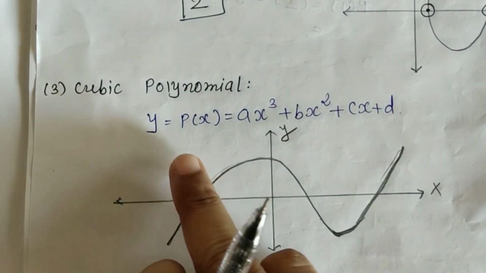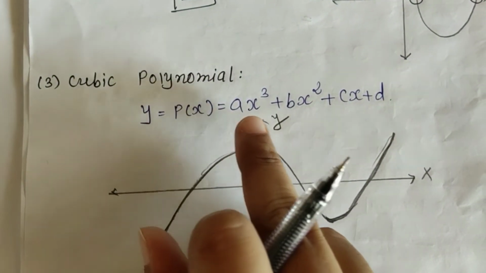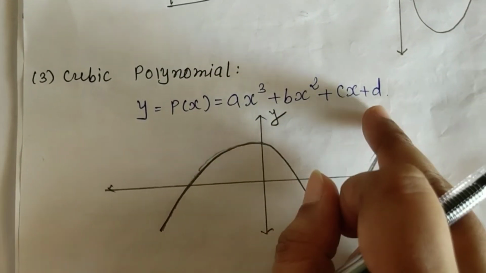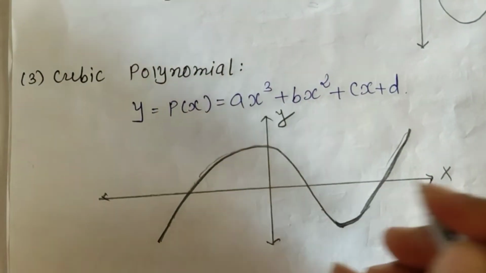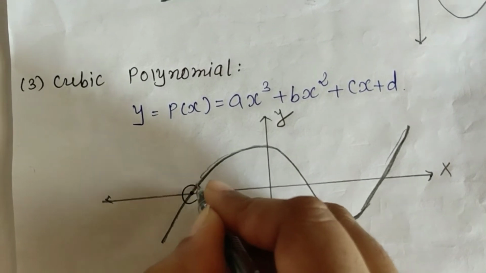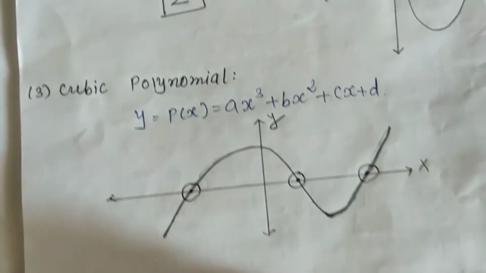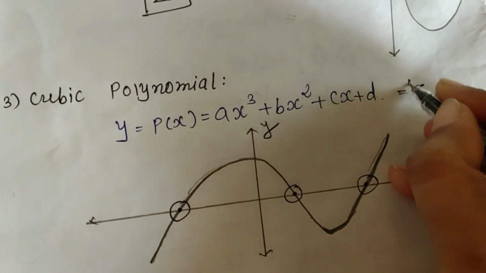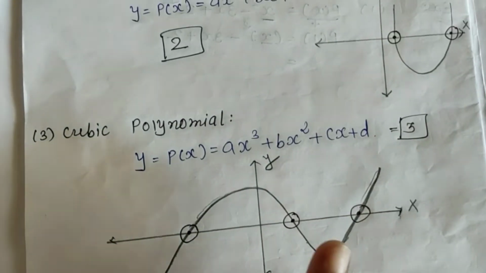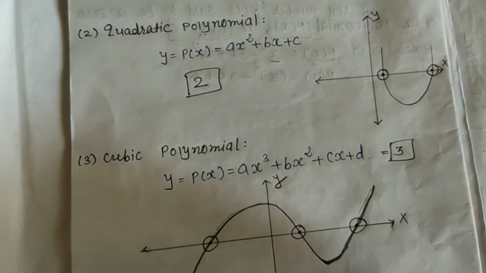Third one: y = p(x) = ax³ + bx² + cx + d. Now we'll take this is the x-axis, this is the first point, this is the second point and this is the third point. तो क्यूबिक पॉलिनोमियल्स के कितने जीरो हो सकते हैं? 3 जीरोस. तो ये आपको याद रखना है और ये आप आसानी से याद कर पाएंगे.